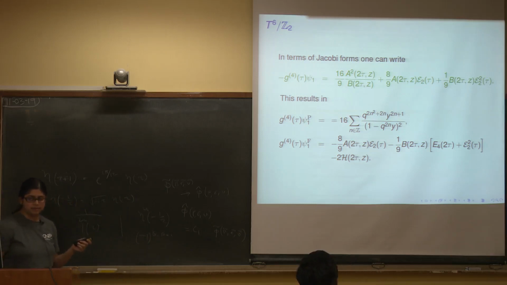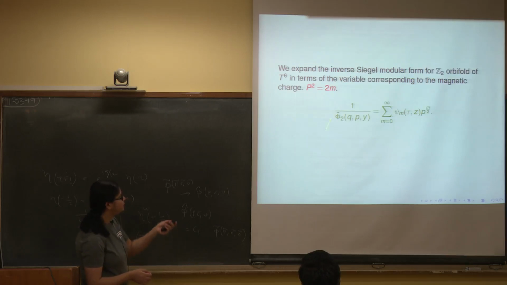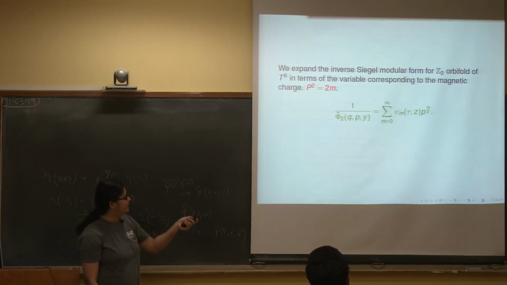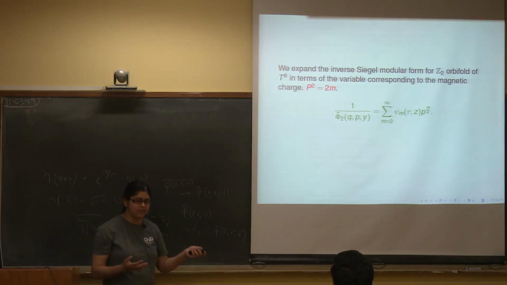So in terms of Jacobi forms... I missed, what are you trying to do now? Oh, I am trying to Fourier expand this 1 by phi with the magnetic charge, and I am trying to evaluate what this psi m is. Psi m is a Jacobi form that you can basically write in terms of the FRSs. The FRSs are the twisted elliptic genera, so they can be written in terms of some kind of Jacobi forms only.